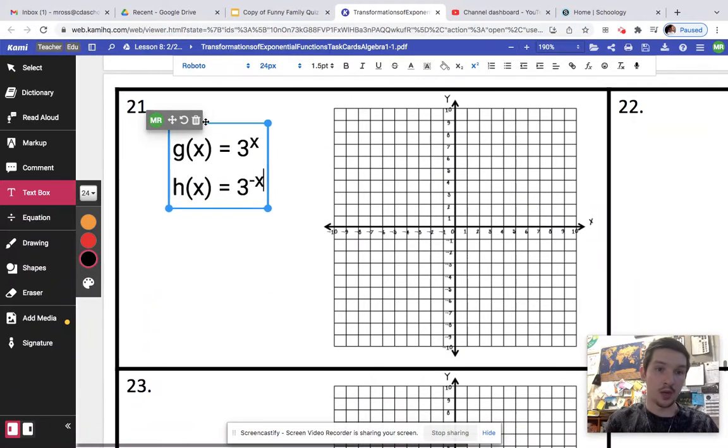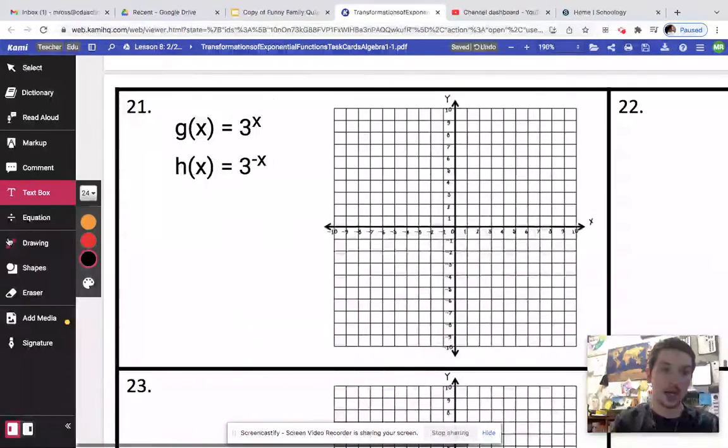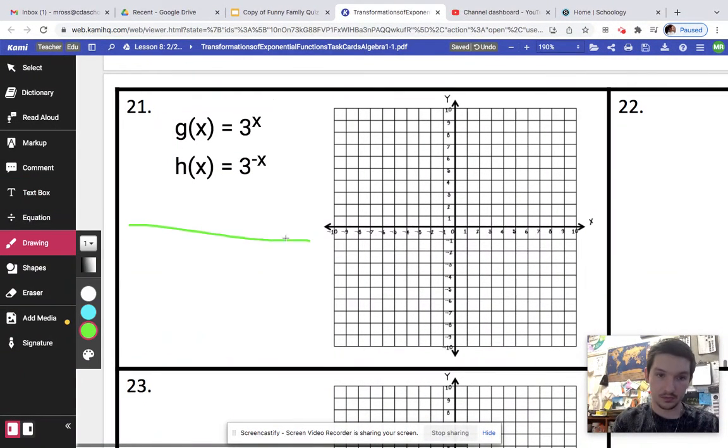Now, what I recommend, y'all, when you're doing this is to set up a table. You have your x values, you have your y values, and then I recommend you just try 0, 1, and 2. If we plug in 0 for x on this first one, you're going to get 1, because 3 to the 0 is automatically 1. If you plug in 1, 3 to the 1 is 3. If we plug in 2, now you're at 3 to the second, which is 9.